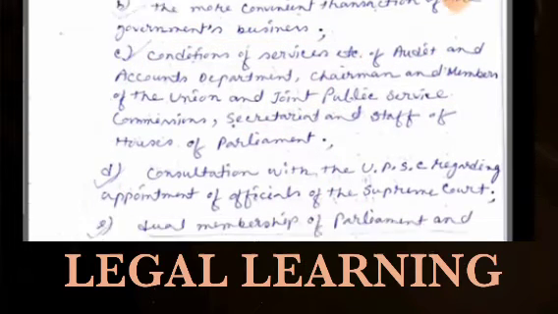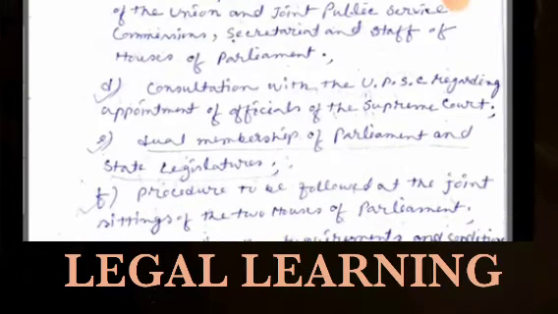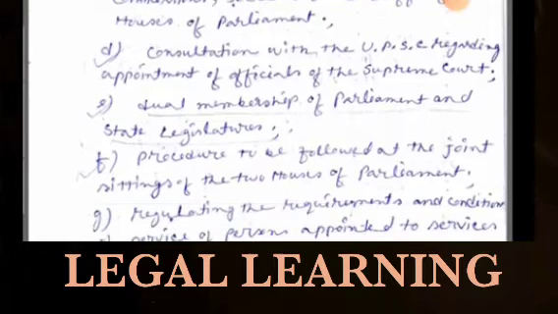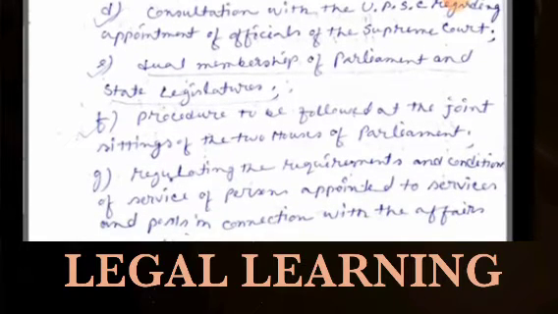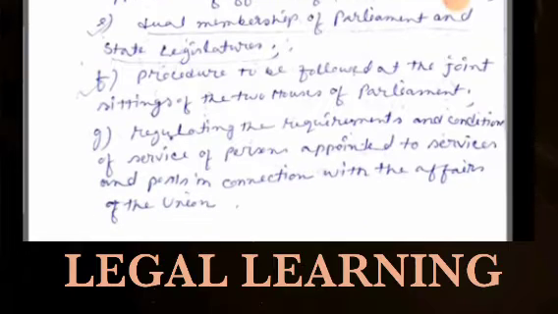Consultation with the UPSC regarding appointment of officials of the Supreme Court. Dual membership of Parliament and state legislature. Procedure to be followed in the joint sitting of the two houses of Parliament. These are some rule-making powers relating to procedures, condition of service, etc. Regulating the requirements and conditions of service of persons appointed to services and posts in connection with the affairs of the Union. Affairs of the Union, that's why the President has the rule-making power.